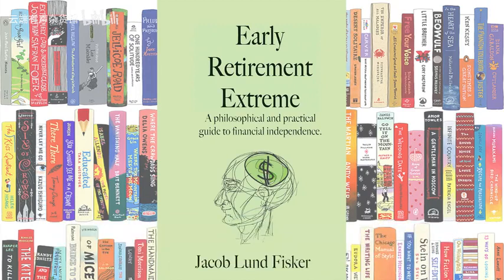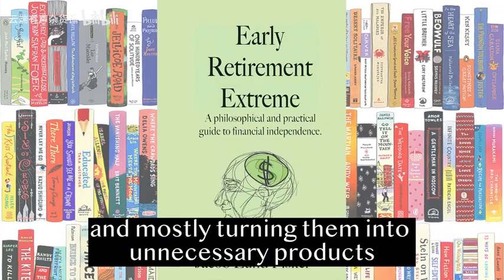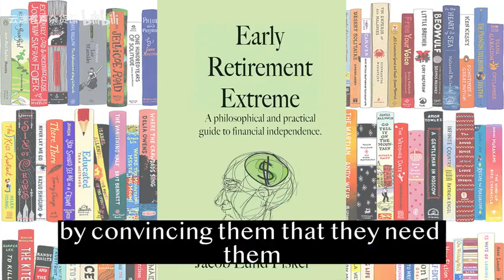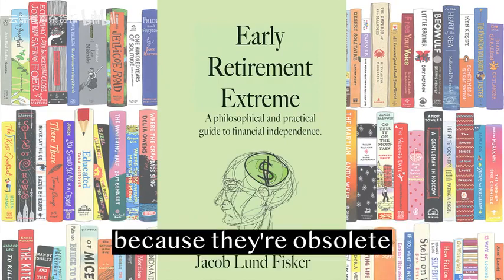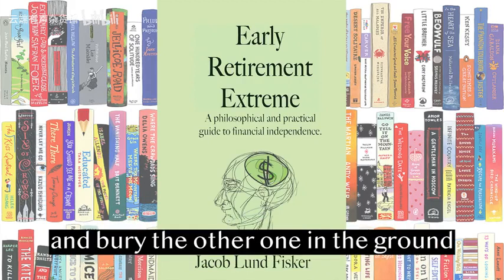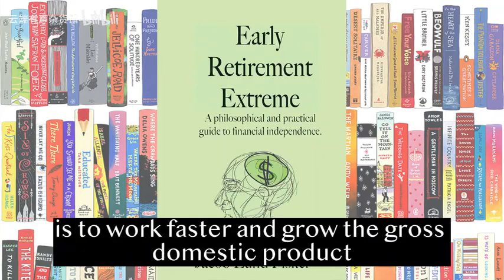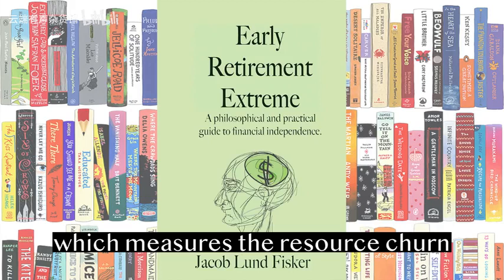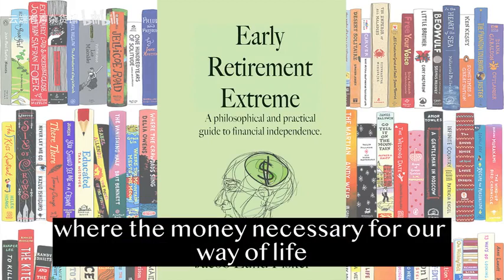We have an economic model that is based on pulling resources out of the ground and mostly turning them into unnecessary products, getting people to buy the products by convincing them that they need them, then getting them to throw the products away because they're obsolete. This makes people buy the next model and bury the other one in the ground. The sole goal of this seemingly pointless exercise is to work faster and grow the gross domestic product, which measures the resource churn.